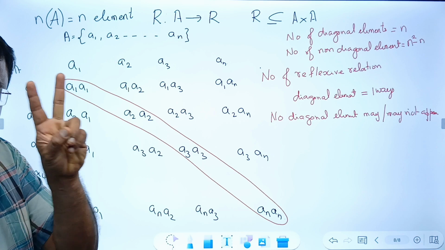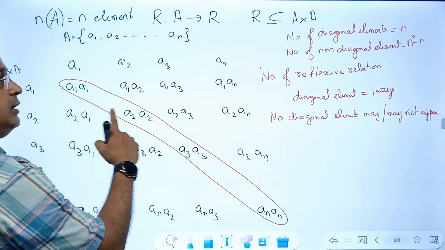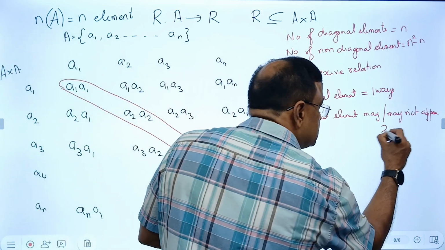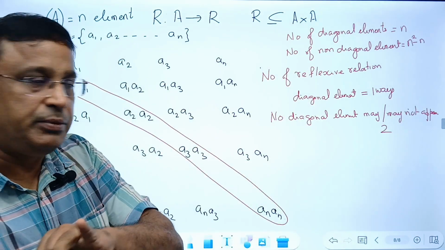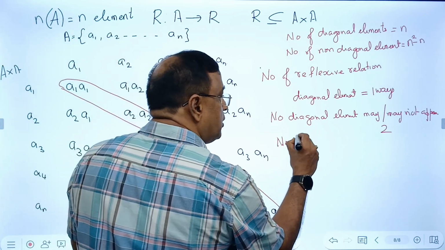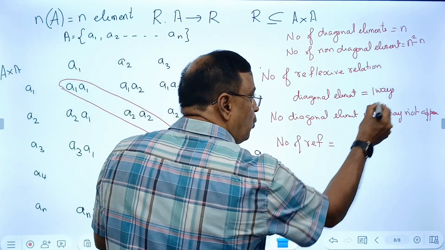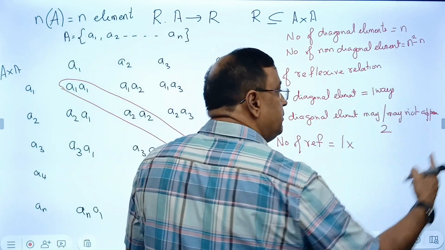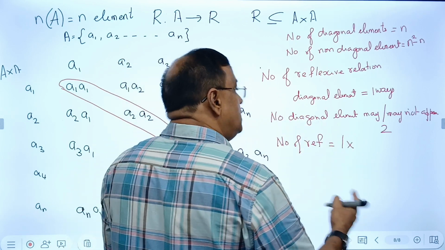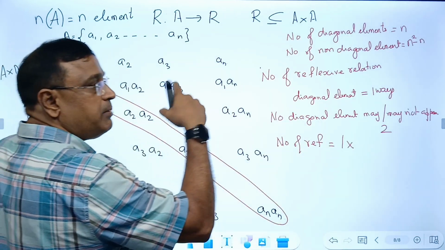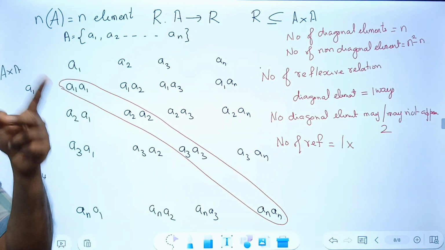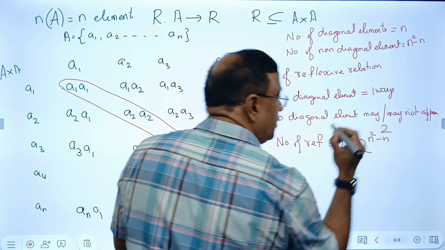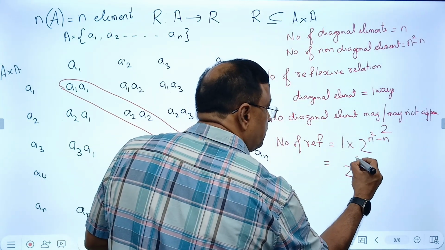So each element has two ways. So how many non-diagonal elements are there? There are n square minus n non-diagonal elements. Each has two options, right? It may appear or may not appear. So therefore, the number of reflexive relations will be 1, that is the diagonal elements should appear, and then the non-diagonal elements. How many non-diagonal elements are there? N square minus n. Each has two options. It can appear or need not appear. Therefore, it is 2 to the power of n square minus n. So the number of reflexive relations will be 2 power n square minus n.